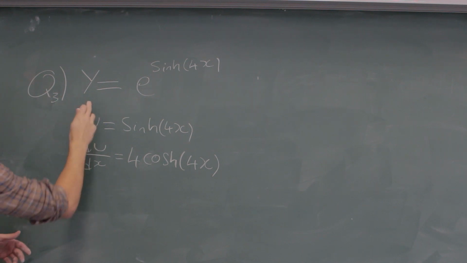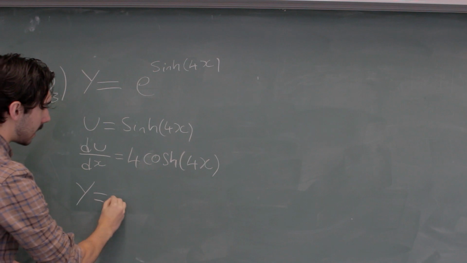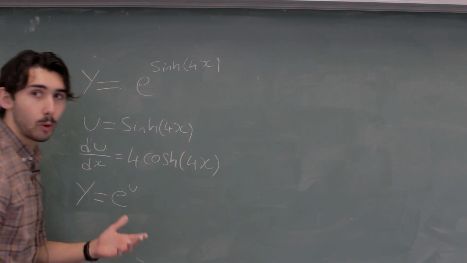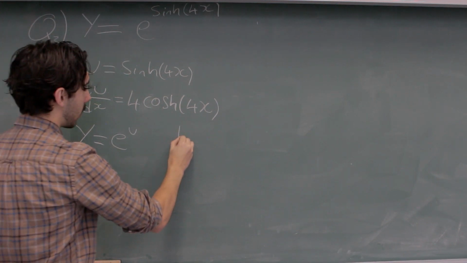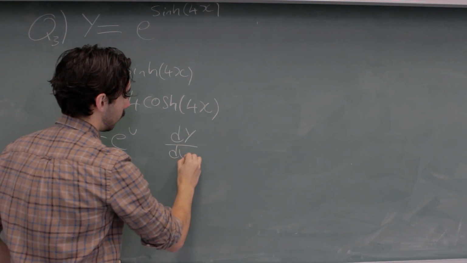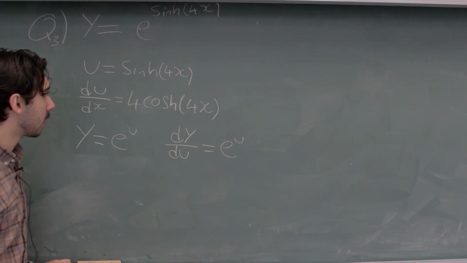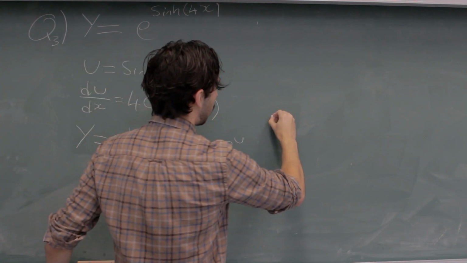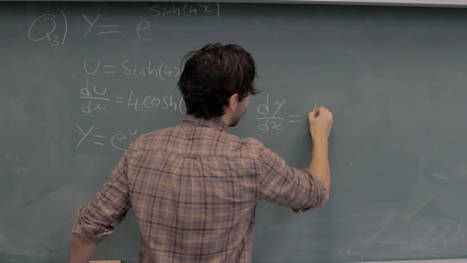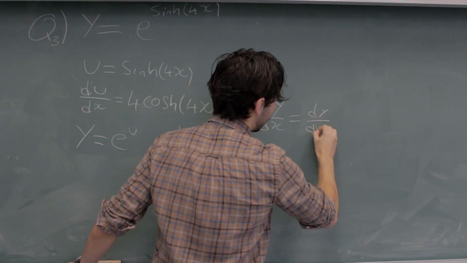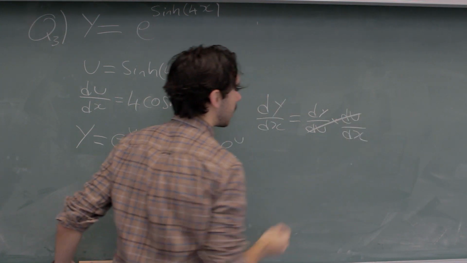All right, now if y is e to the sinh 4x, then that means that we can say that y is e to the u, because u is sinh 4x. Okay, and then we can get our dy du, which is just e to the u, because e to the u will differentiate to itself. Lovely, okay, now as always, dy dx here is just dy du multiplied by du dx. Once again, because the du's will cancel.